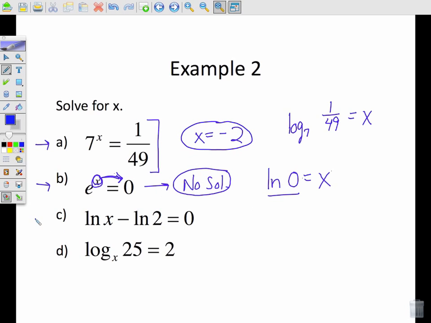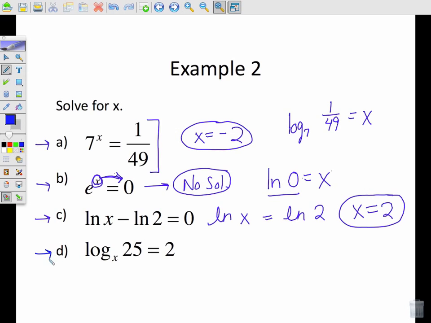All right, letter C. Here's one method that we can do. You can move the natural log of 2 to the other side. You have natural log of x equals natural log of 2. Therefore, x must equal 2. Okay, so we're solving our equations.